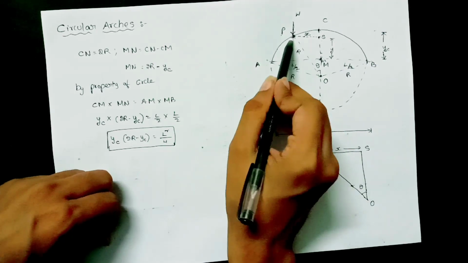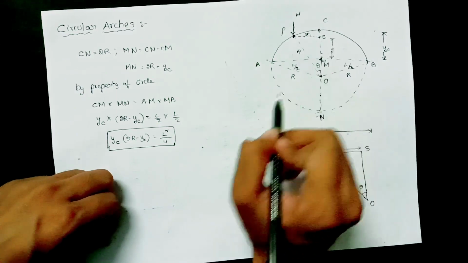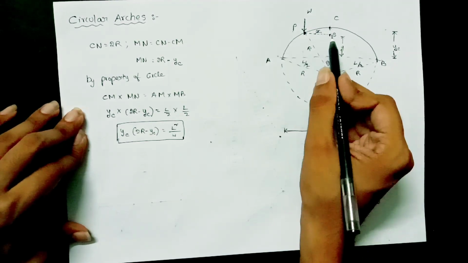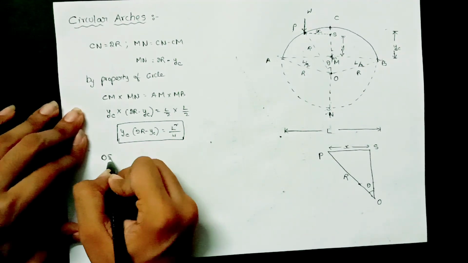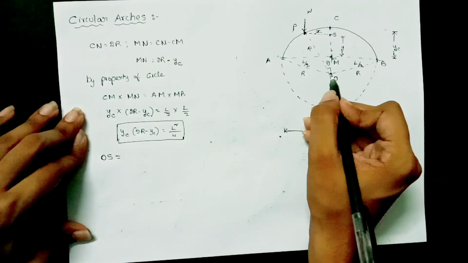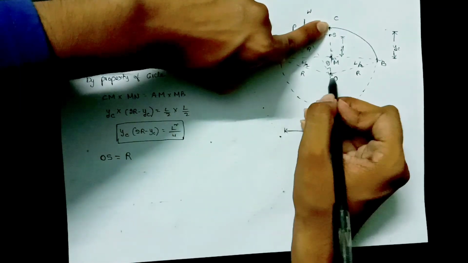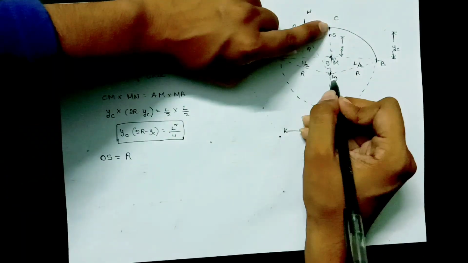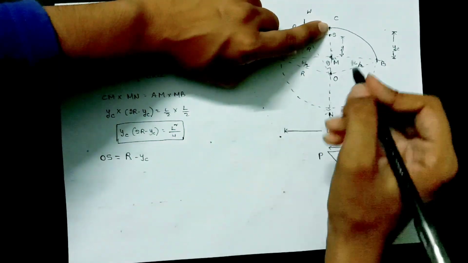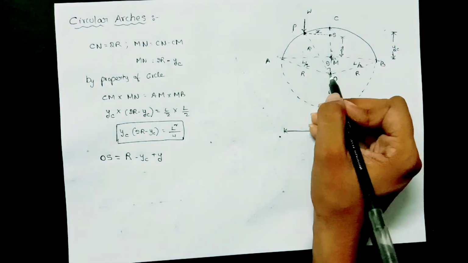And I have already told that O to P the distance is radius R, and M to S it is Y. Now first of all we should calculate the distance from O to S, OS. So I am calculating distance OS. I want this distance. So from O to C it is radius R, so from the total radius minus this C to M the distance YC, so minus YC plus again Y, plus Y. So that I will get the distance OS.